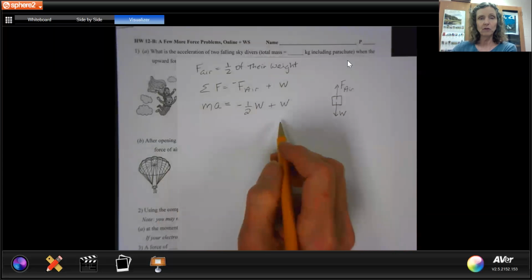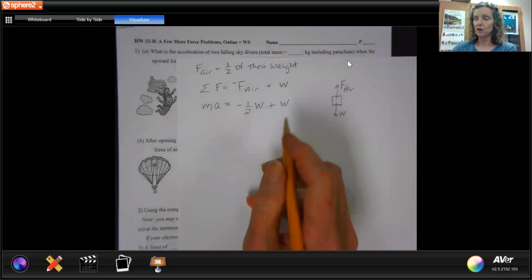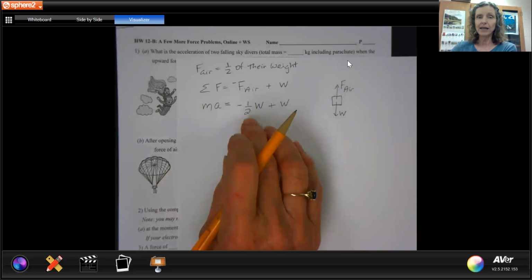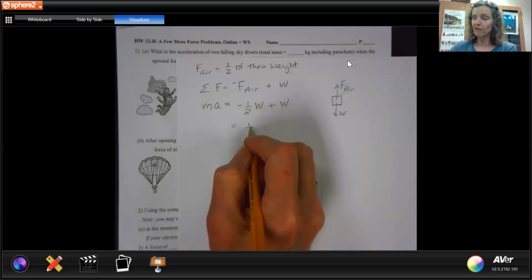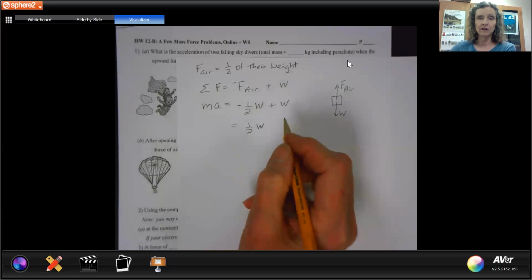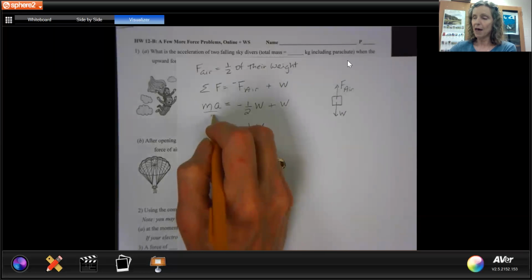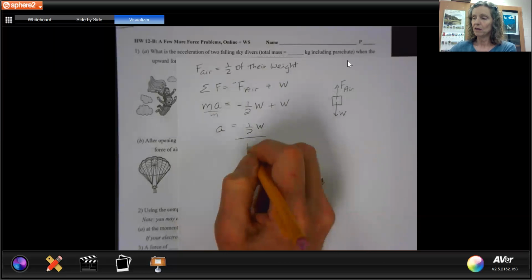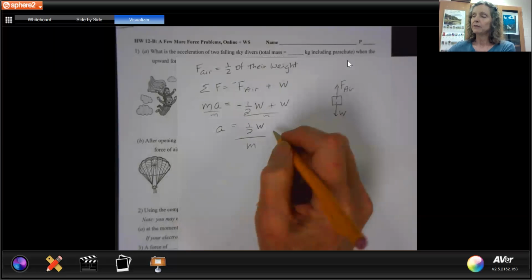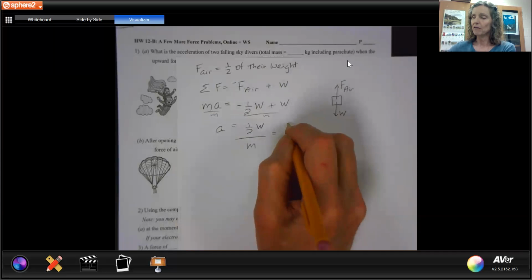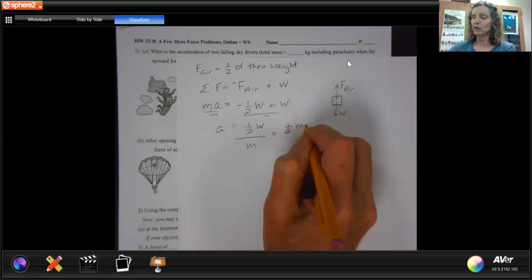It's possible to do a little math here on this right-hand side of the equation because I have minus 1/2 plus 1. In other words, if I combine those two, I have positive 1/2, right? Well, if I divide both sides by m, I can solve for acceleration. I think I could substitute something in for that w. That could be mg, couldn't it?